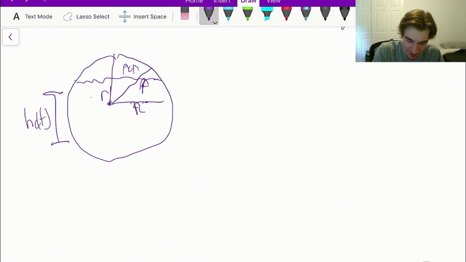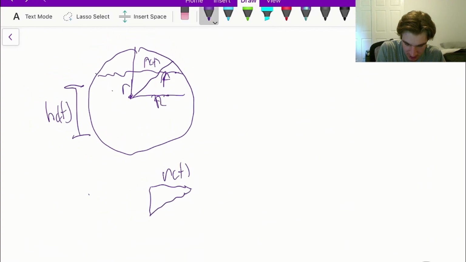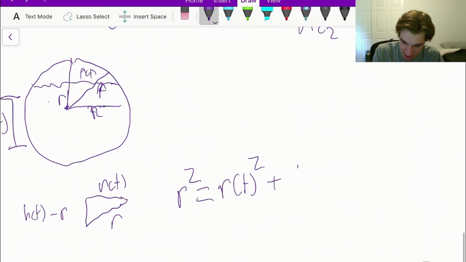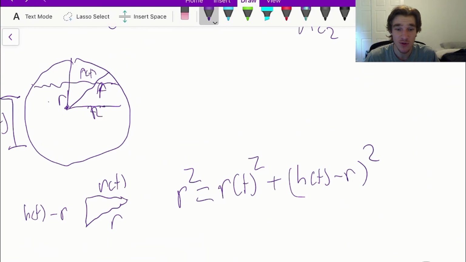We have to use the Pythagorean theorem of this triangle right here. We know that this is R of T. We know that this side right here is going to be h of t, the height of that t minus r, because the radius coming down, minus r. And then this is r. So we get r squared equals rt squared plus h of t minus r squared. Once we have that value, we would want to solve for r of t.